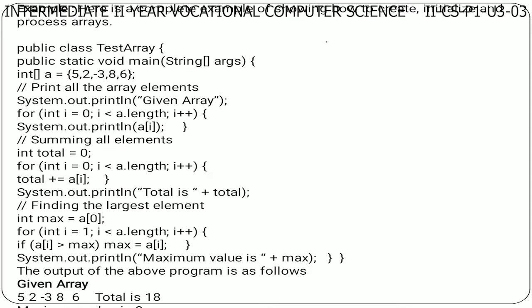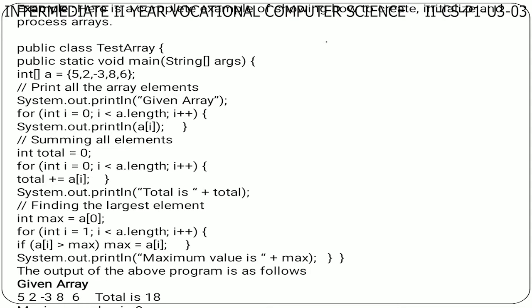First of all, I am taking class, public class test array, opening the class. Within the class I am writing public static void main string args, that is the main function, opening the main function. Within the main function I am declaring an array, that is int brackets space a equals to within flower brackets, I am taking the values 5, 2, -3, 8 and 6. So this is my array.